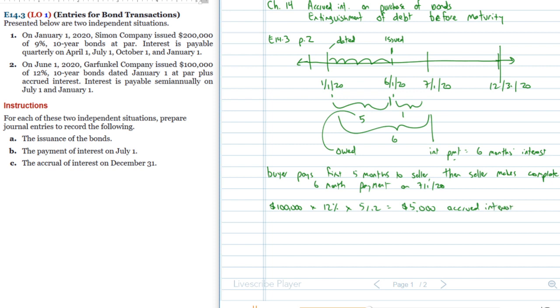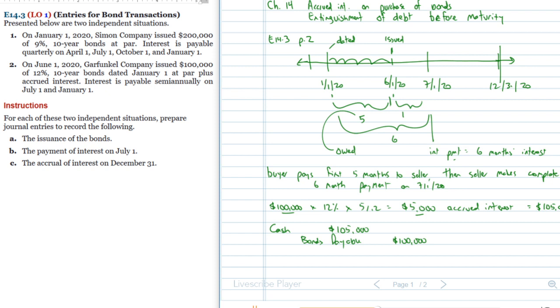The bonds were sold at par, which means the purchase price of the bonds themselves is $100,000. But then the buyer is actually going to pay $100,000 plus $5,000, and so the total amount paid that Garfunkel gets is $105,000. And so Garfunkel's journal entry is going to be cash of $105,000. But they only have bonds payable of $100,000. So what do we do with our extra $5,000?